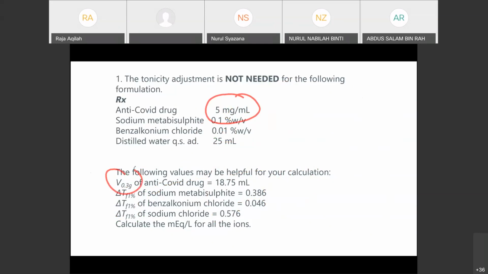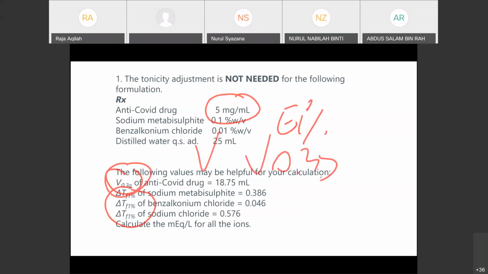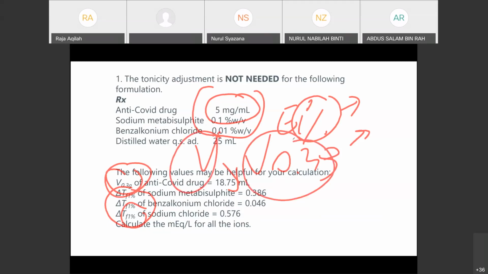And also I noticed a lot from what you did in the tests and also in the exercises is that you guys always forgot that the value given here, whether it's delta TF, E1%, or V or V0.3, all these values are referring to a certain amount of the ingredients. So what is given here is not according to the amount here. Delta TF is for 1%, E is for 1%, and V is for one reason, it depends on the amount, but the V0.3 grams is referring to 0.3 grams. So you need to know to convert.